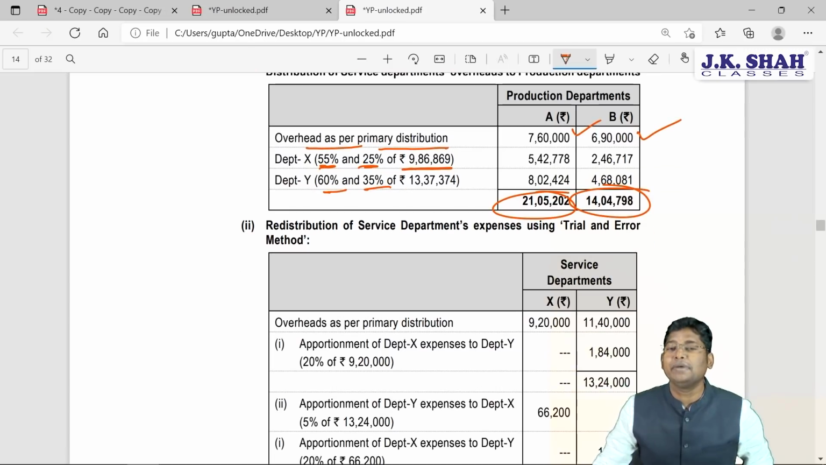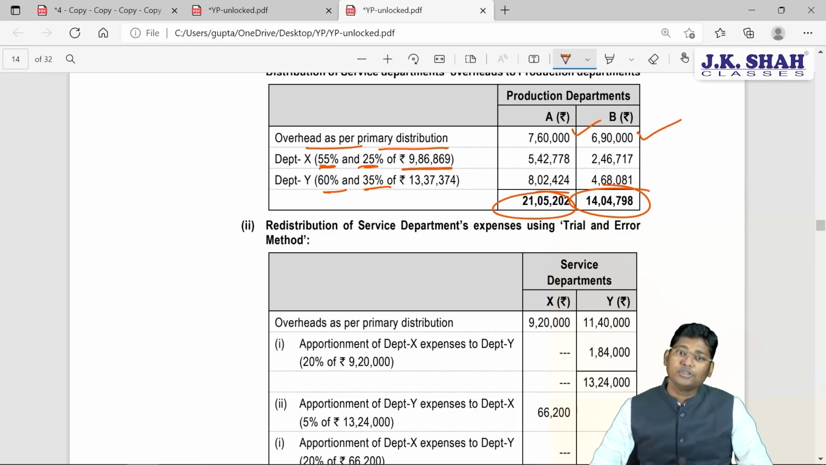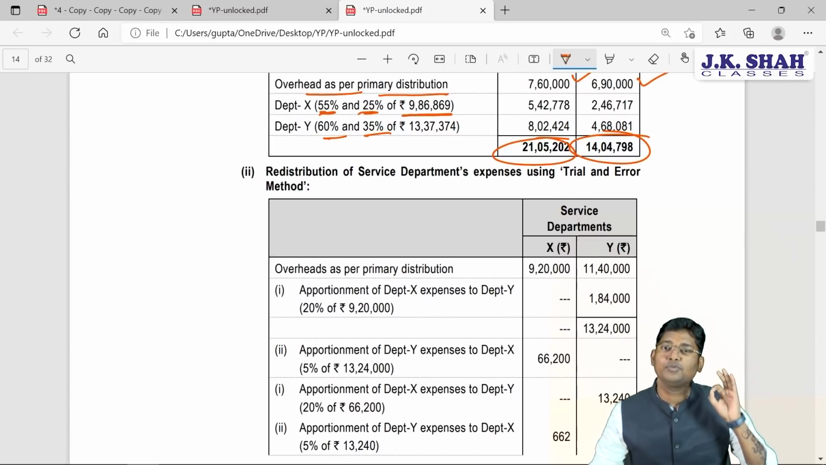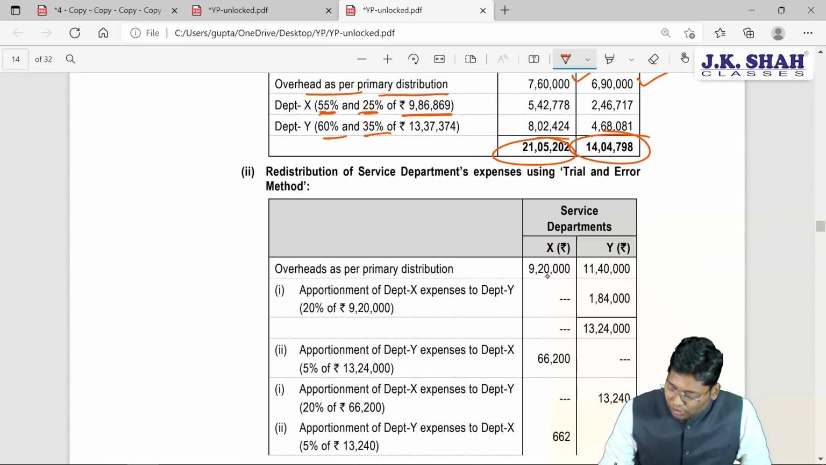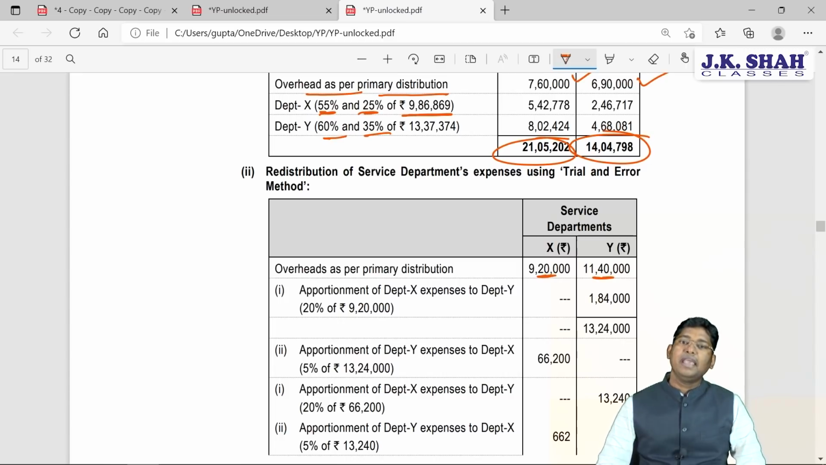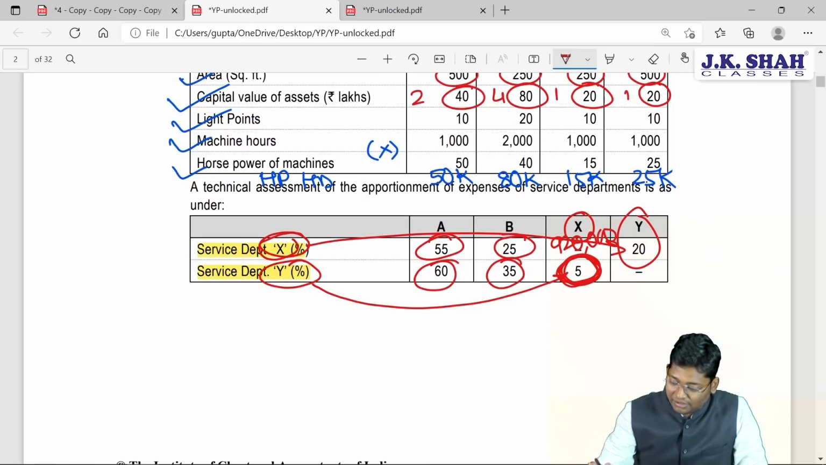Now come to the next method, which we haven't covered in our classwork, and that is the trial and error method. Though there was discussion in your classroom, the trial and error method was not covered. This is one of the easiest methods of redistribution, which we are going to cover with this discussion. Now as far as your service departments are concerned, they have 9,20,000 and 11,40,000 expenses, correct?